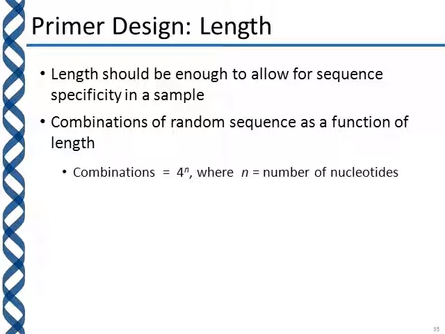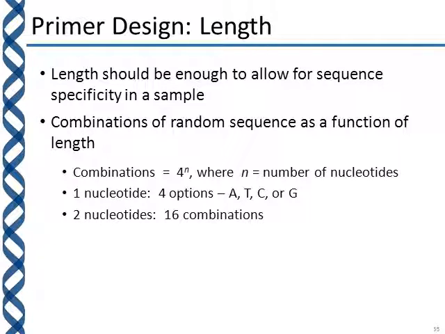So how many combinations of random sequences are there? The number of combinations is 4 to the n, where n is the number of nucleotides in length of your given sequence. So let's take a look at that. Let's say that we have a 1 base pair sequence. Obviously, the 4 options for a 1 base pair sequence are a sequence of A, a sequence of T, of G, or of C. And that's it. Those are the only 4 options to choose from.